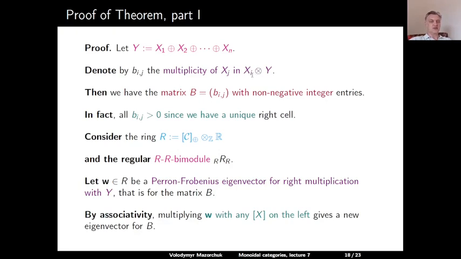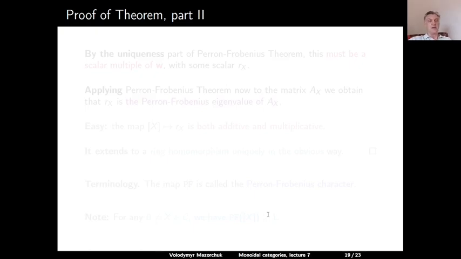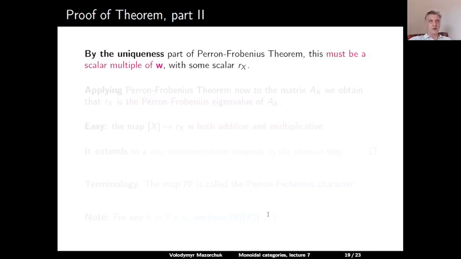So because of the associativity of our multiplication in our ring, multiplying our vector W with the matrix of x on the left gives a new eigenvector for B. This is because associativity means that the left and the right multiplications commute. But we know that a positive eigenvector for any matrix with positive entries is unique up to scalar. So multiplication of W with the matrix of x on the left should give us W with some scalar.